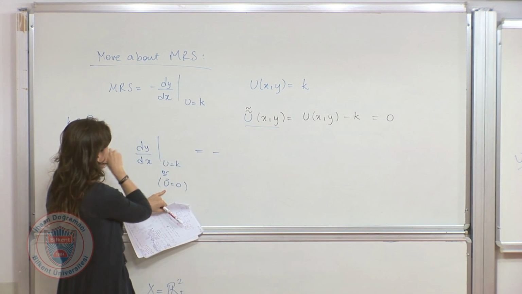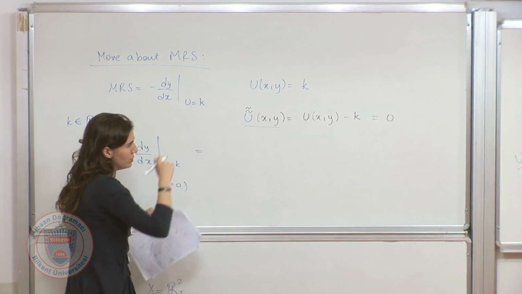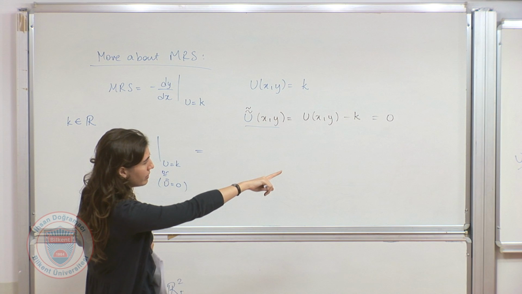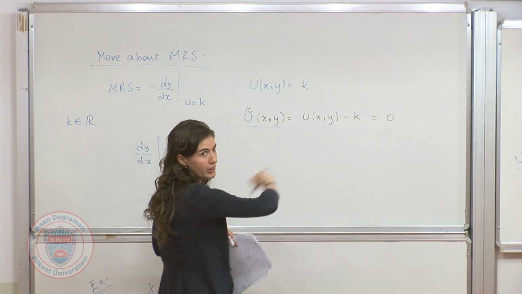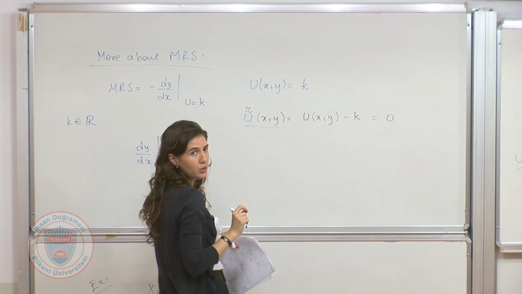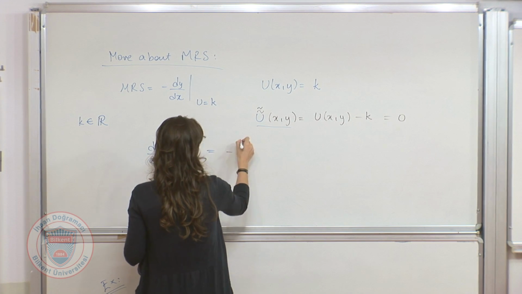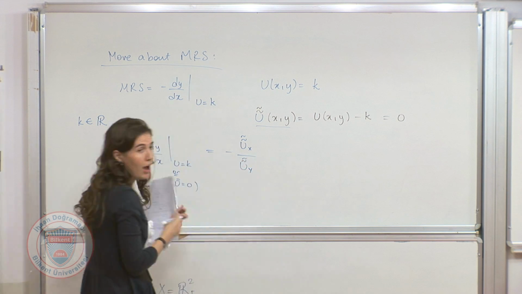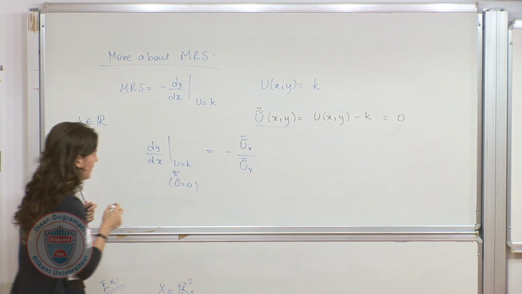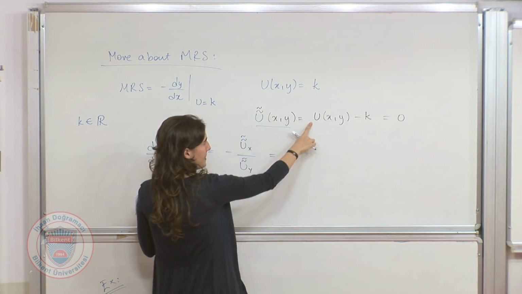minus, of course, because we know that MRS is this, or we'll do it later, it doesn't matter. It says take the derivative of u with respect to x and the derivative of u with respect to y. So that's minus u double tilde's derivative with respect to x over u double tilde's derivative with respect to y. What is this? If I take u tilde's derivative with respect to x, what is it?